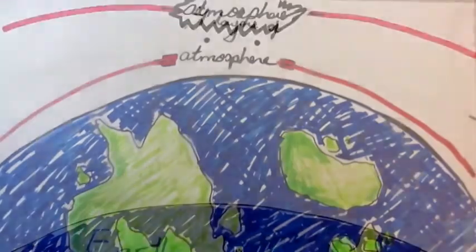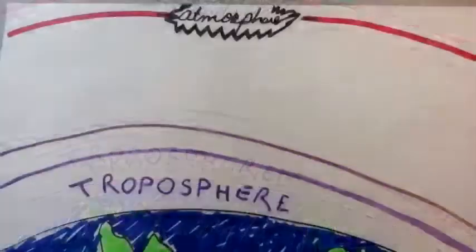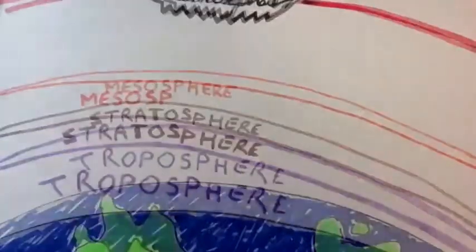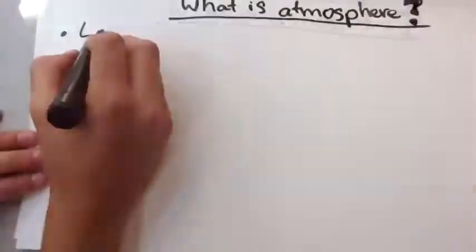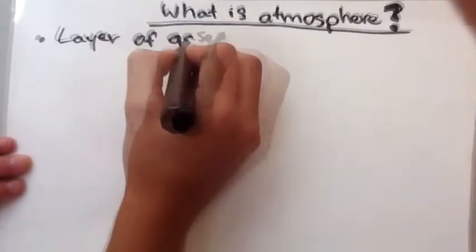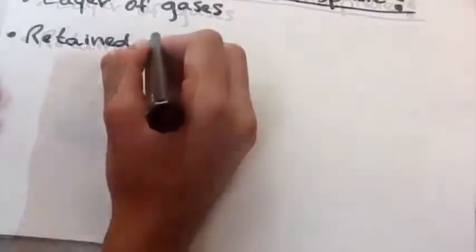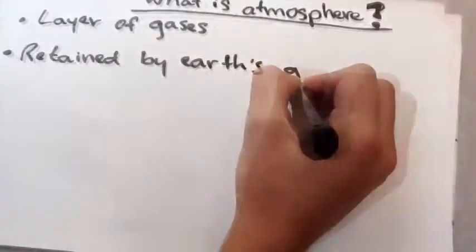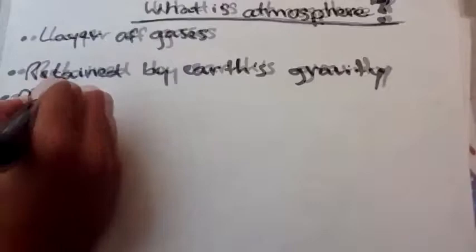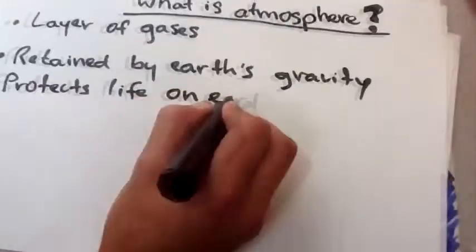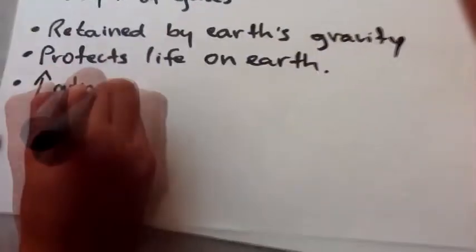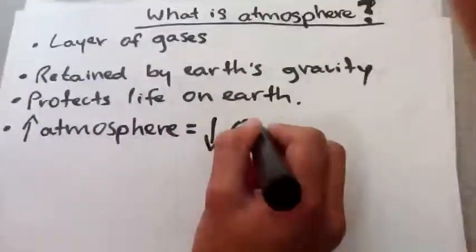Atmosphere. There are 4 layers of atmosphere: troposphere, stratosphere, mesosphere, and thermosphere. What is atmosphere? It's a layer of gases that's retained by Earth's gravity. It protects life on Earth from ultraviolet solar radiation. And the higher the atmosphere, the lower the oxygen.